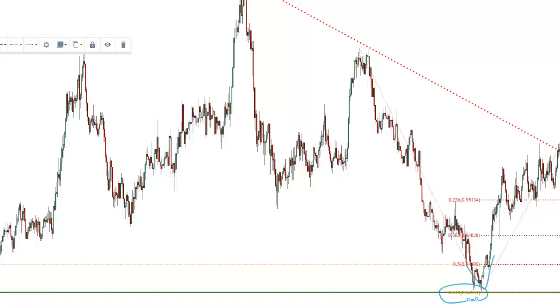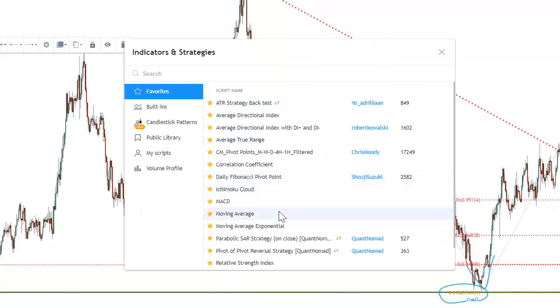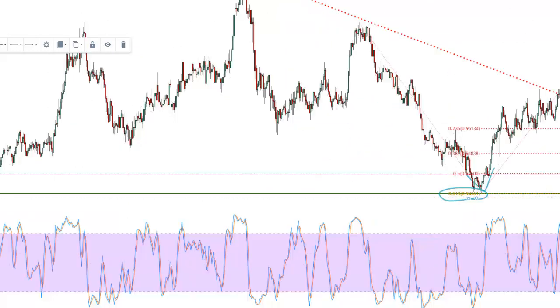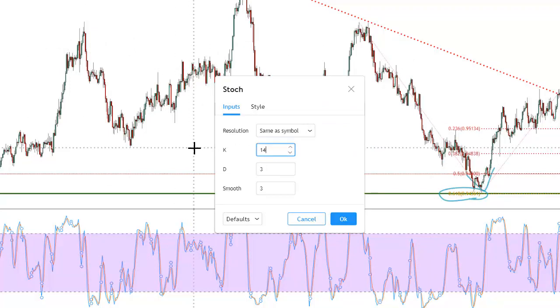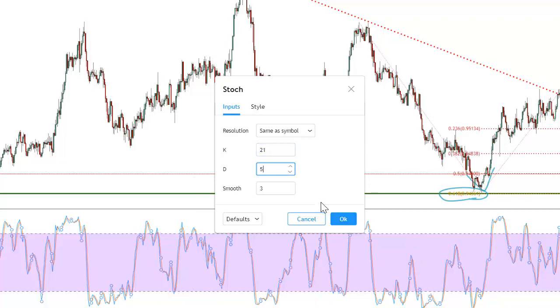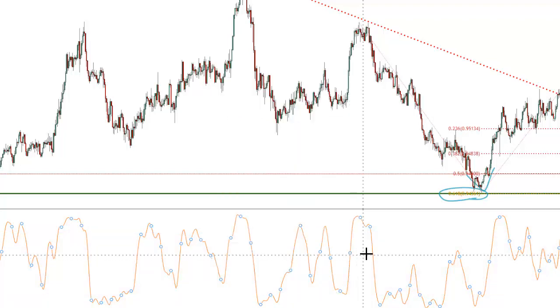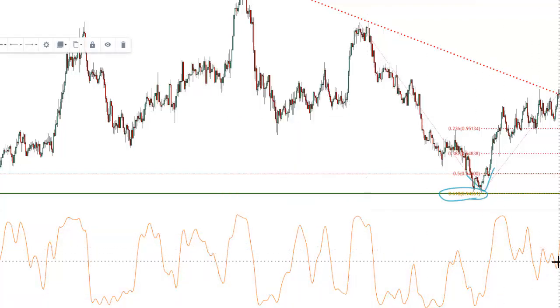Okay, now is there anything else we can do? What I like to look at is the stochastic, right? So I look at the stochastic. I usually like to look at 21, 5, 3. I tend to remove the background. I just want to see the key information, right?